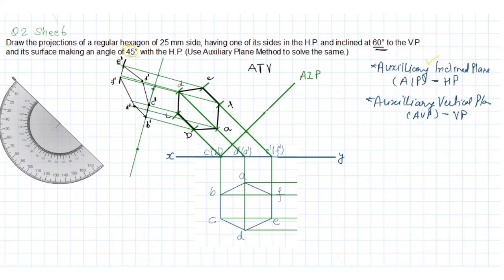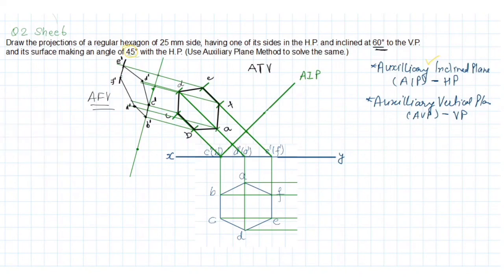So this is the view. This is the final auxiliary front view, A dash F dash V. Okay. So this is how we can solve this question.